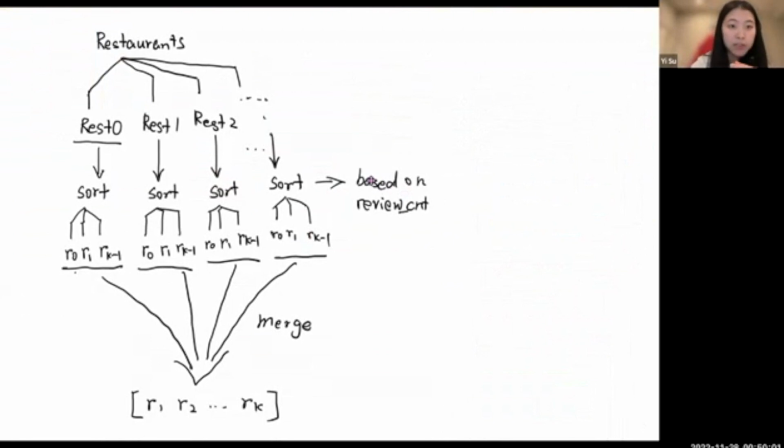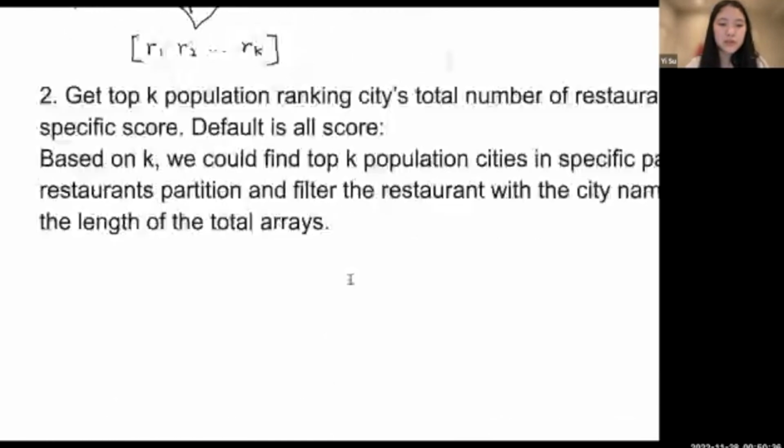This is our MapReduce for SQL, especially for restaurant. For restaurants, we first sort each partition. After we sort each partition, we put a pointer on the largest number in each sorted list. Then we begin to merge the partitions by choosing the largest of the pointers, and we merge them together to get the top K review count restaurants. That's how we do restaurant MapReduce in SQL.